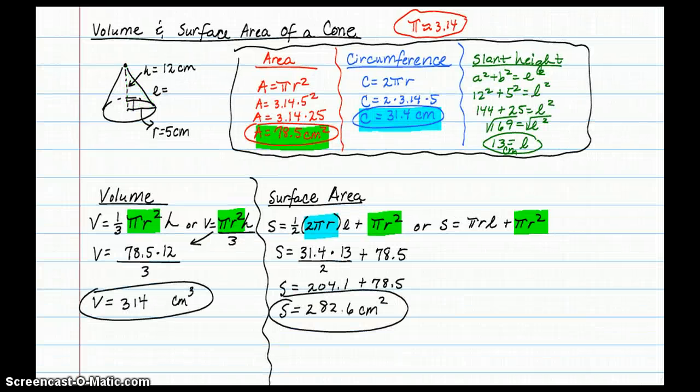Okay, so you've calculated all this now. Your area is 78.5 centimeters squared. Your circumference is 31.4 centimeters. And your slant height is 13 centimeters. So if you go ahead and have all of these correct, now your volume and surface area should be correct. If you don't have one of these correct, go back and fix it, and then calculate your volume and surface area.